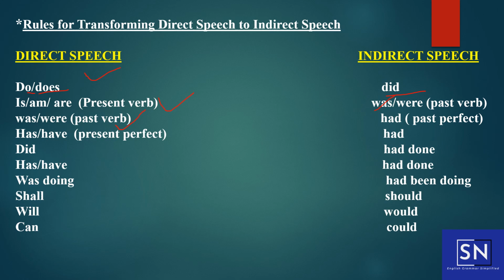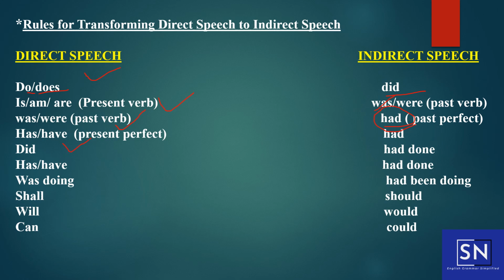Past verb will change to past perfect. Past perfect verb is had. So, in essence, verbs in the present tense are transformed into their corresponding forms of the past tense. These fundamental rules help maintain consistency when shifting from direct to indirect speech.